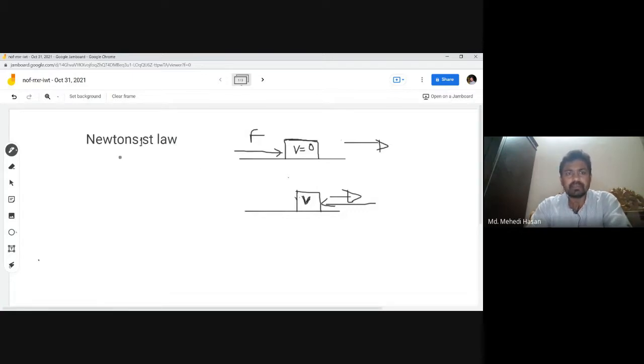And Newton's first law is all about force and inertia. Force is also a vector quantity, and velocity is also a vector quantity. So any questions from the first law, or force and inertia? Do you understand force and inertia?